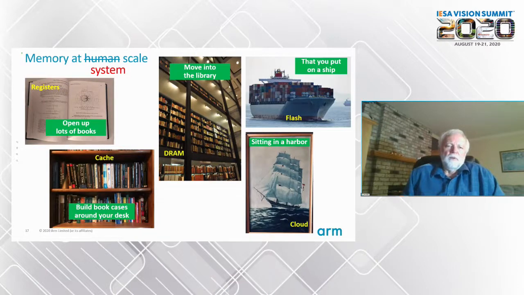So now if we're dealing with a system that looks like the one we just described, we can think of it as opening up lots of books at the same time, surrounding your desk with bookcases, moving your desk into the library, then putting your whole library onto a container ship, and then sitting in a harbor with all these other ships. So we can, by physically concentrating the processing, the storage, the transport all together into roughly the same physical space, improve the performance of our systems.